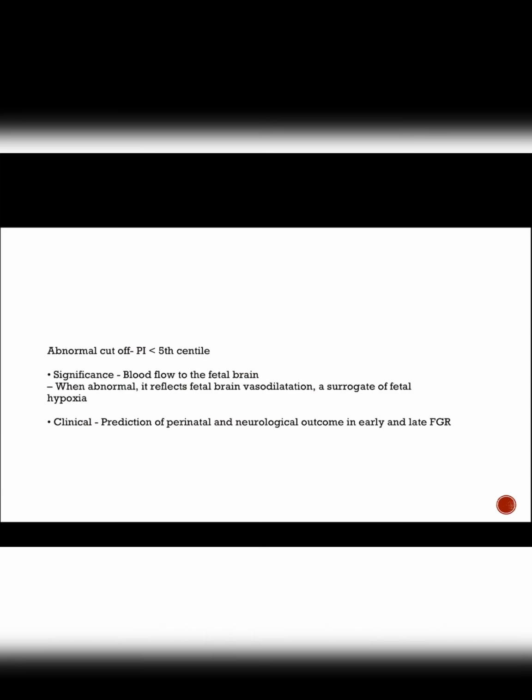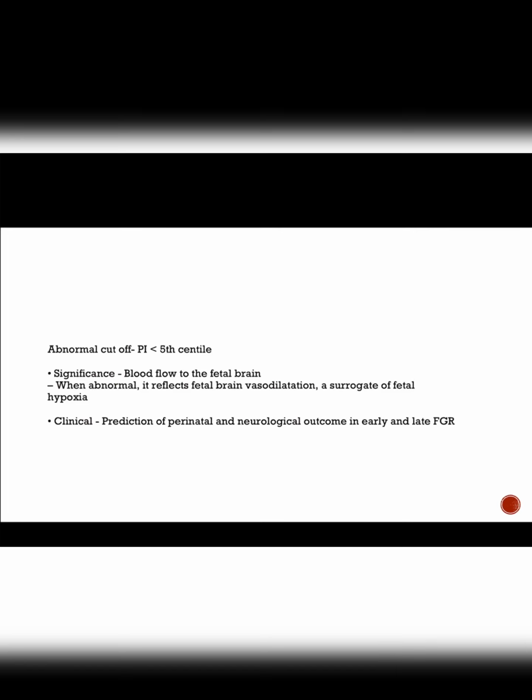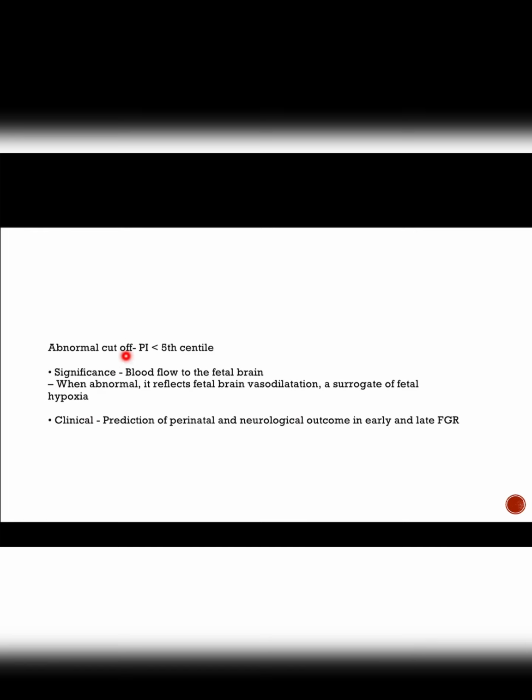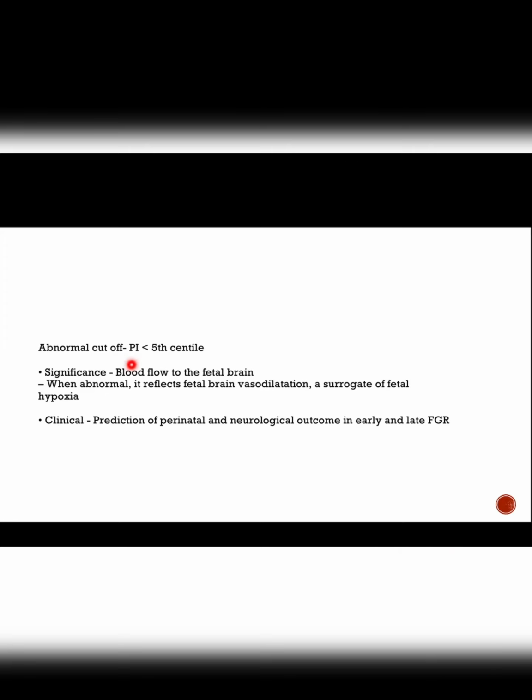So the abnormal cutoff: a pulsatility index of less than the 5th centile is abnormal. The significance is blood flow to the fetal brain. When abnormal, it reflects fetal brain vasodilation, a surrogate marker of fetal hypoxia. Clinically, it helps in prediction of perinatal and neurological outcome in early and late FGR. If the MCA continues to be less than the 5th centile, we know there can be a poor neurological outcome in the baby.